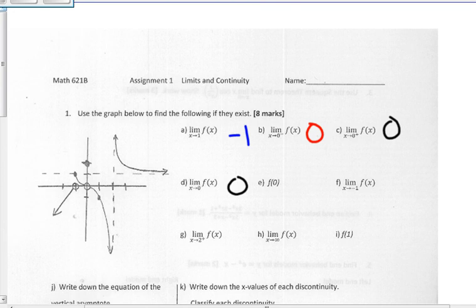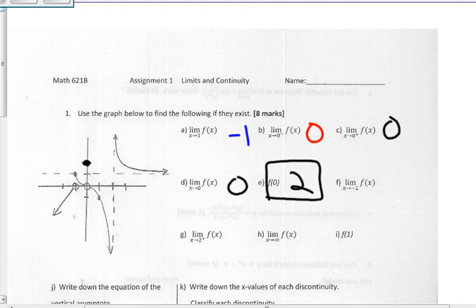Now, E asks us, what's the actual value of the function at 0? The value of the function is way up here. It's at 2. So the limit is what the graph tends towards, or seems like it's going towards, and the actual value is what it really is. The limit as x goes to -1.